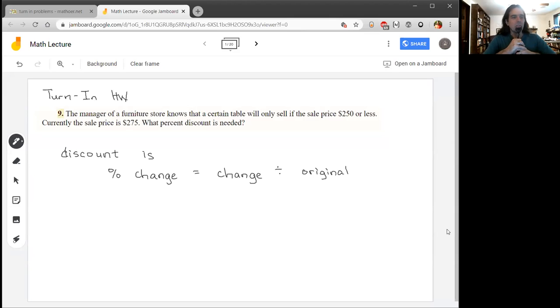The homework question is the turn-in homework number 9, and a discount is a percent change. So we need the change and the original. So how much did the price change by? And then, which is the original?